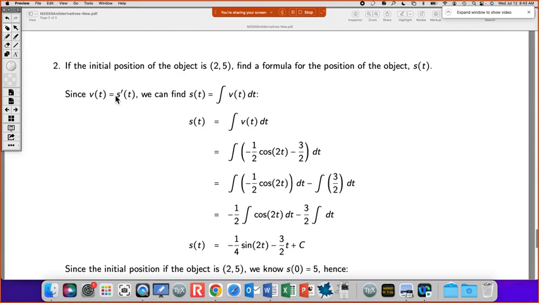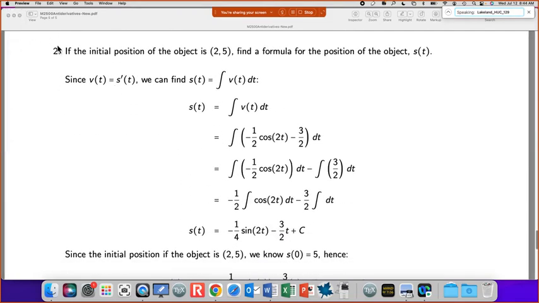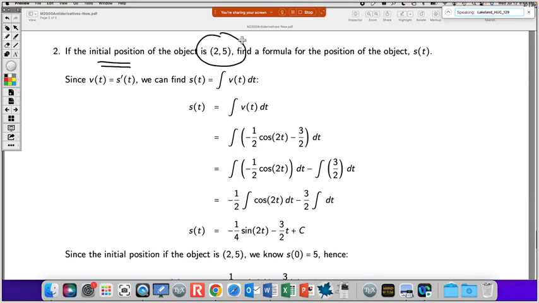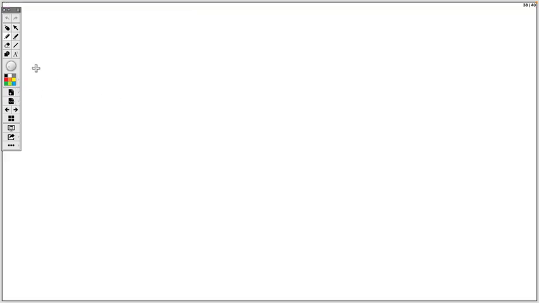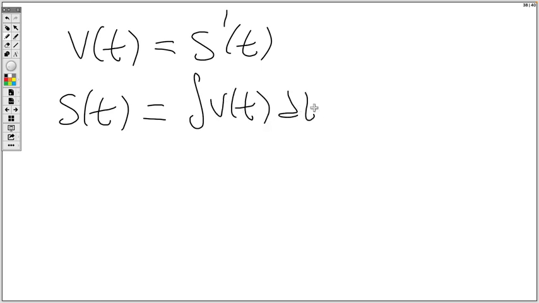Nope, so let me get back to it here. Okay. If the initial position is the point 2, 5, find a formula for the position of the object. Okay, so once again, we go from what we learned back in chapter 3. The velocity is the derivative of the position, and we spin this around. That means that the position is the what of the velocity? Antiderivative. Make sense or not, folks?